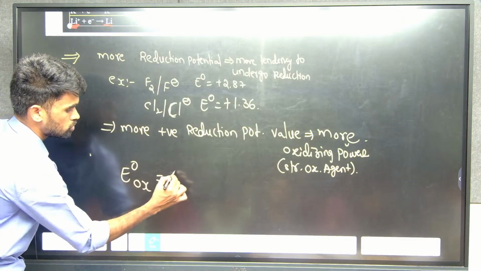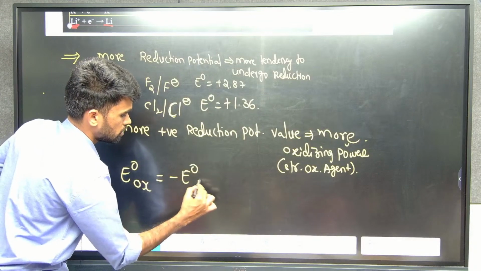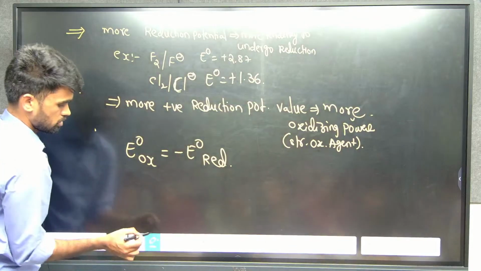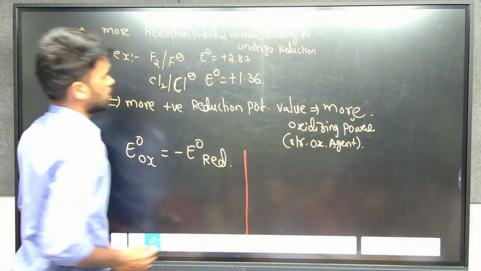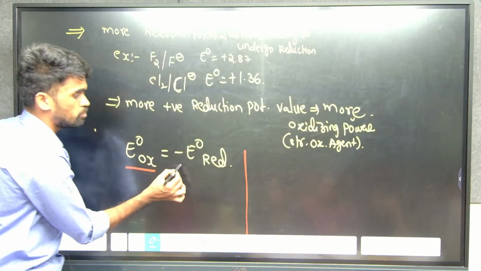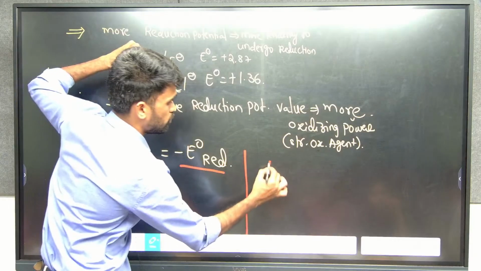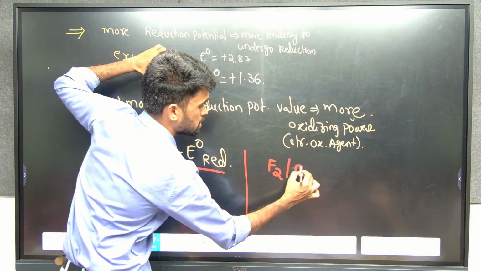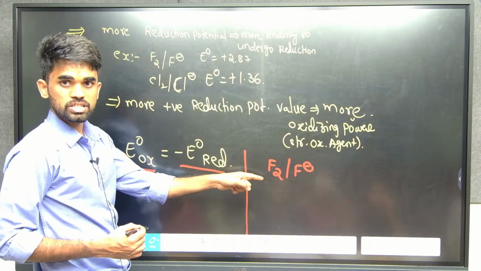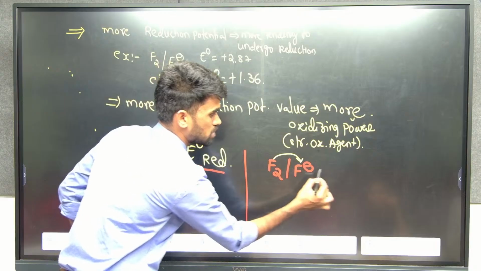See, E0 oxidation equals minus of E0 reduction. It means what? F2 converting into F minus, is this oxidation or reduction? 0 converting into minus 1 means reduction.